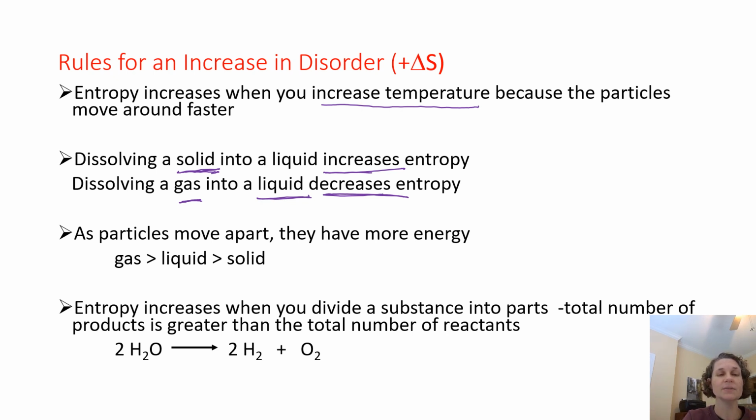Changes in state: if you go from a gas to a liquid to a solid, if you look at the relationship, a gas has the most disorder. You know that just because of how the particles are moving. A solid has the least disorder because they are very organized. All right, and then last but not least, if you separate one compound, like water, into its individual parts, you are going to have more disorder. It's just more to keep track of, basically.